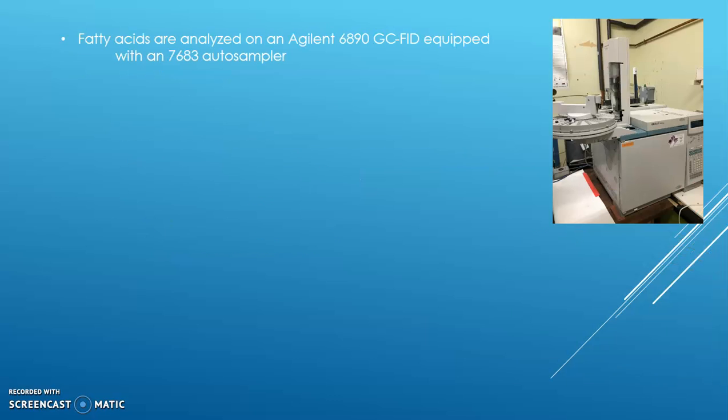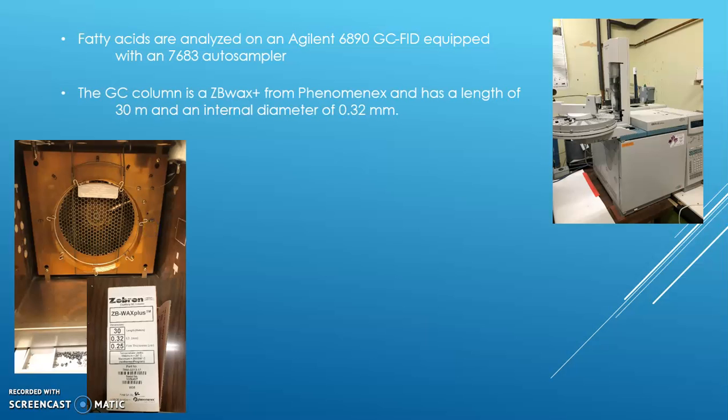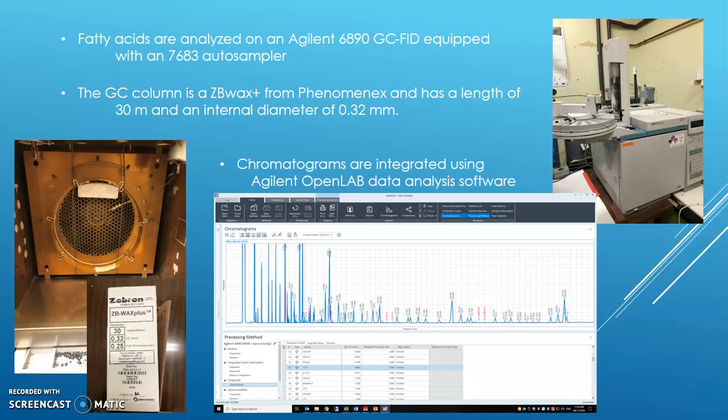Fatty acids are analyzed on an Agilent 6890 GC-FID equipped with a 7683 autosampler. The column that we use is a ZB-WAXplus from Phenomenex. It has a length of 30 meters and an internal diameter of 0.32 millimeters. Chromatograms are integrated using the Agilent OpenLab data analysis software. A GC run for fatty acids is approximately 38 minutes, so with the autosampler we are able to do approximately 30 samples in a 24-hour period.